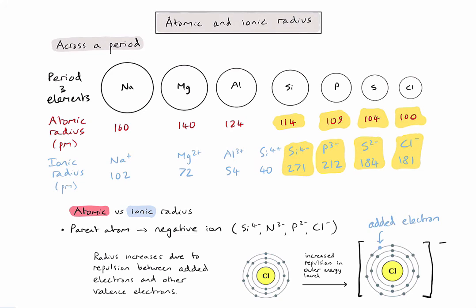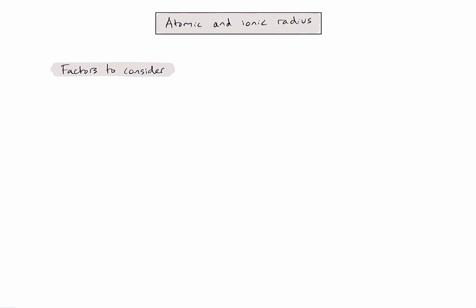Let's now summarise the key factors to consider in questions about atomic and ionic radius. Firstly, for questions related to the size of atoms, we need to consider the position of valence electrons, i.e. which energy level they are in, and we also need to consider the nuclear charge, or the number of protons in the nucleus of that atom.